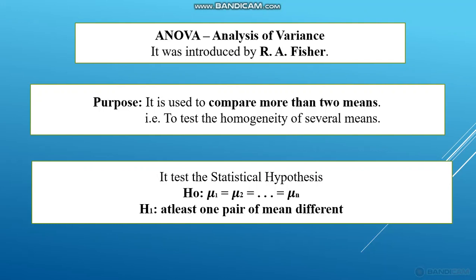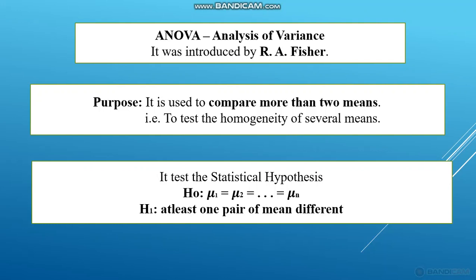For comparing two means, we will use the t-test or z-test. To compare more than two means, we will use ANOVA, that is, to test the homogeneity of several means. So ANOVA is used to compare more than two means. In general, we will say it is used to test the homogeneity of several means.